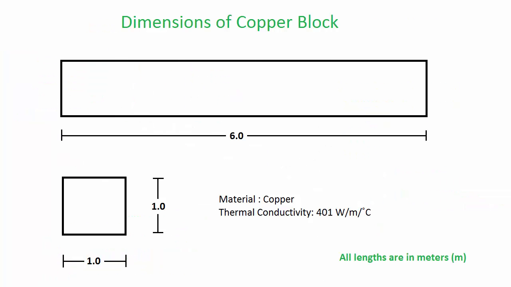The dimensions of the block are displayed in the figure. The SI system of units is used where length is in meters. The temperature scale being used is the Celsius scale. The block is made of copper with a thermal conductivity of 401 watts per meter per degree Celsius.